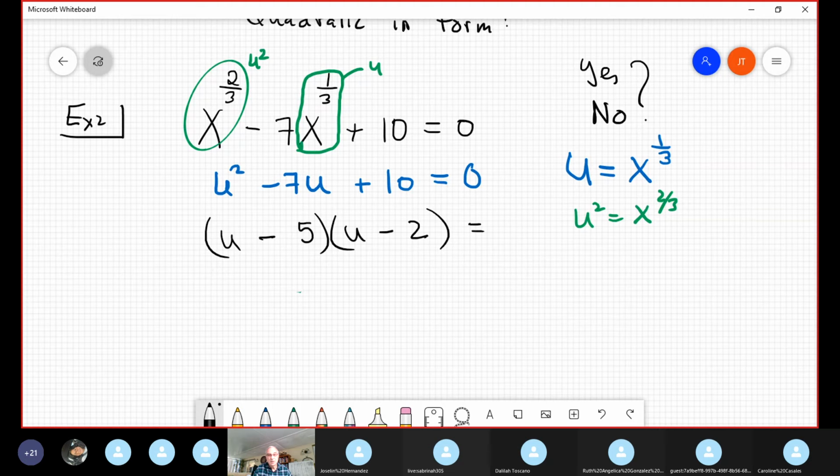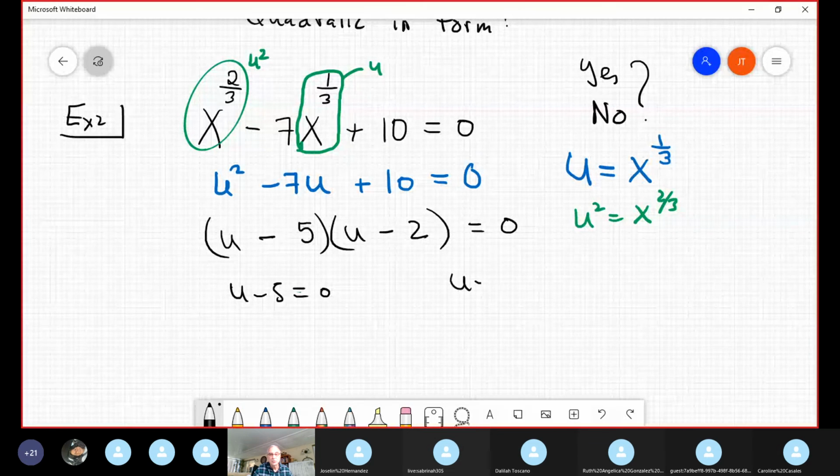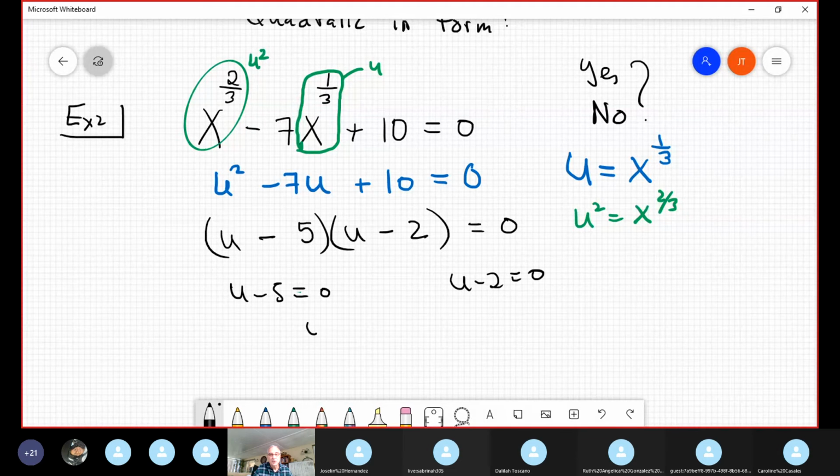Guys, if you are not strong in factorization, okay, I understand, and we can solve it by the quadratic formula. You get exactly the same answer. The only disadvantage is that the quadratic formula is a little bit long, and factorization is super fast when you see the combination, right? So in this case, u minus 5 is equal to 0 and u minus 2 is equal to 0. Therefore, one solution is 5 and one solution is 2.